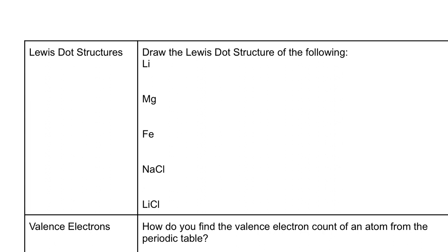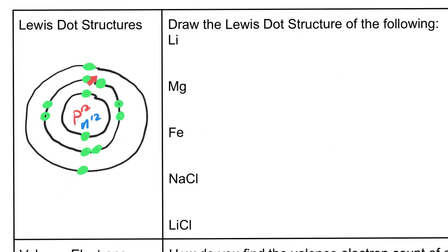a couple of items. All right, so here we've got the Bohr diagram for magnesium. And we know that it's magnesium because the number of protons is 12. We also can count the electrons, and we know there's a total of 12 electrons here. So this would be a neutral atom of magnesium. Now, for the Lewis dot structures, we're going to show you here with the example of magnesium.